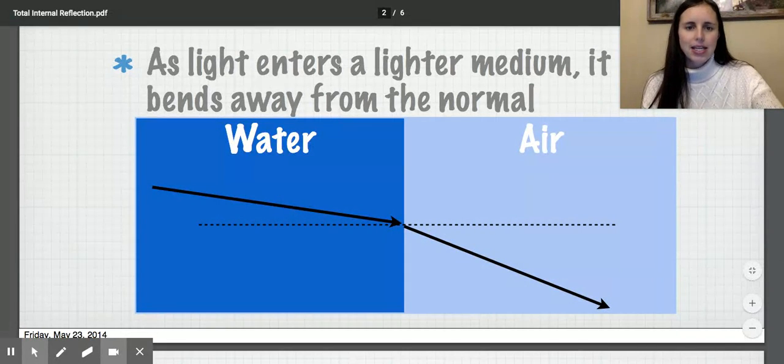So again, as light enters a lighter medium, in this case air, it is bending away from the normal. So we can see that we actually have light here bending away from the normal. The opposite is going to be true when we go from light to dense. So if we go from a lighter medium to a denser medium, light is going to bend towards the normal.